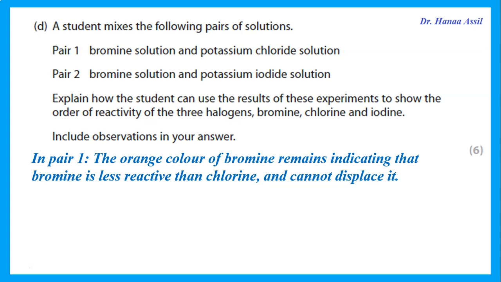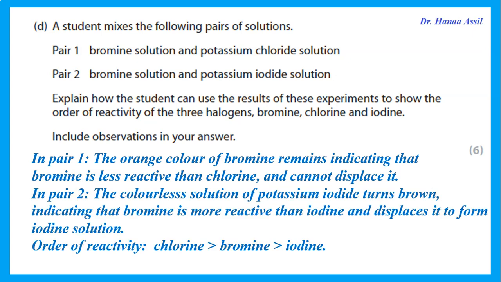So the reactivity decreases as we go down. So we would expect that chlorine is more reactive than bromine, so it will not be displaced. If I add an orange color of bromine solution to potassium chloride, the orange color remains, indicating that the bromine did not react. So it must be less reactive than chlorine since it did not displace it.